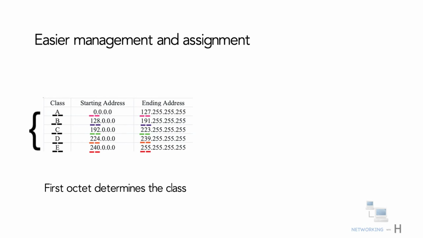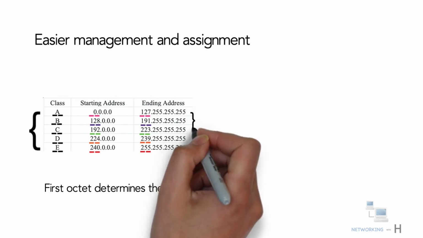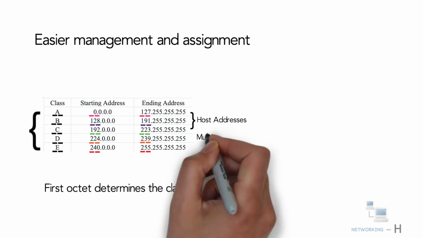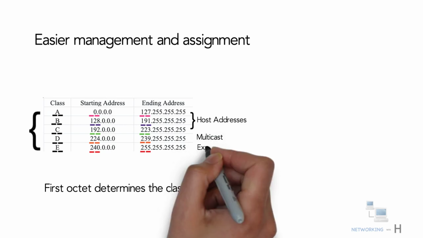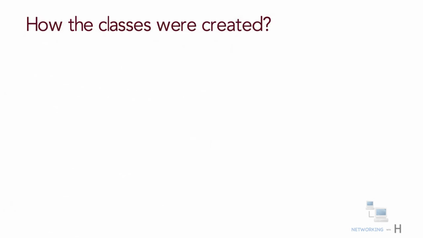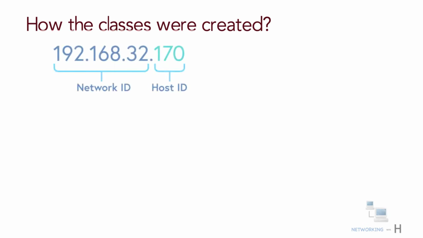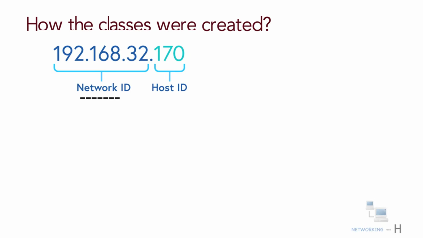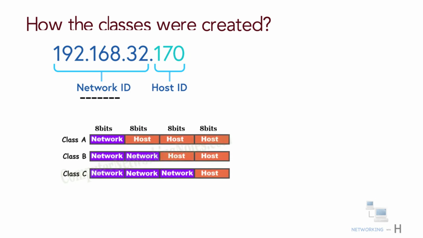IP addresses from the first 3 classes, A, B, and C, can be used for host addresses. The other 2 classes are used for other purposes: Class D for multicast and Class E for experimental purposes. Let's see how the classes were created. As you know, an IP address is the combination of network and host ID. In each IP address, a few bits are reserved for the network address. The classes were created based on the network size.